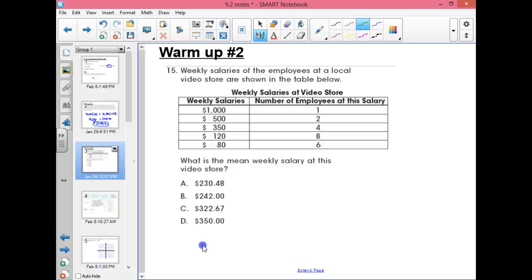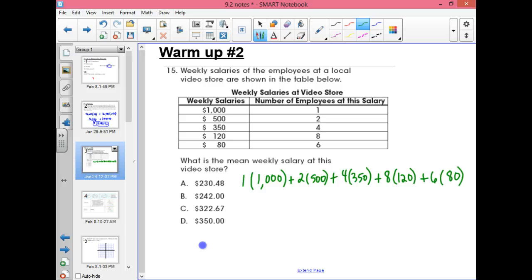So what I'm going to need to do is figure out how much money in total that they're distributing here. So one person is making $1,000. Two people are making $500. Four people are making $350. 8 people are making $120. And then 6 people are making $80. Once you figure out what that is, you're going to divide that by the number of people working here. And if you add these up, you're going to have 21 people working at this location.